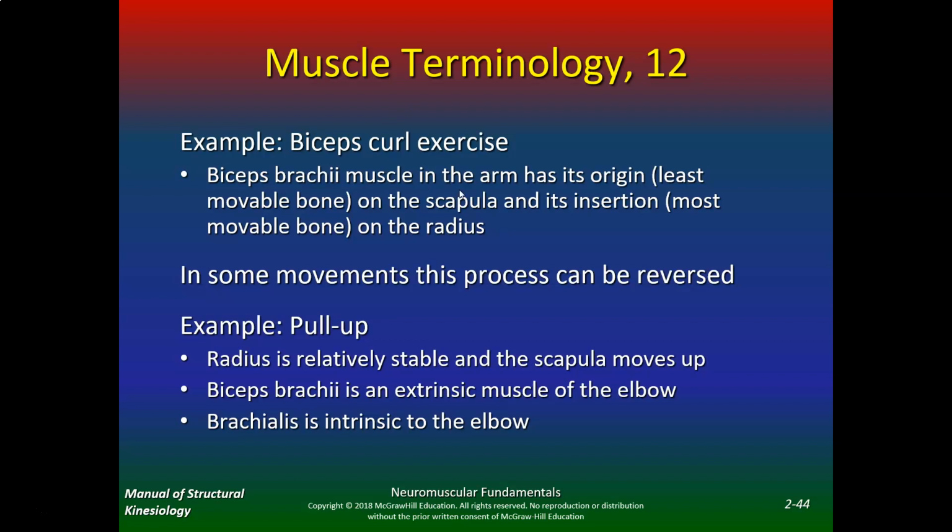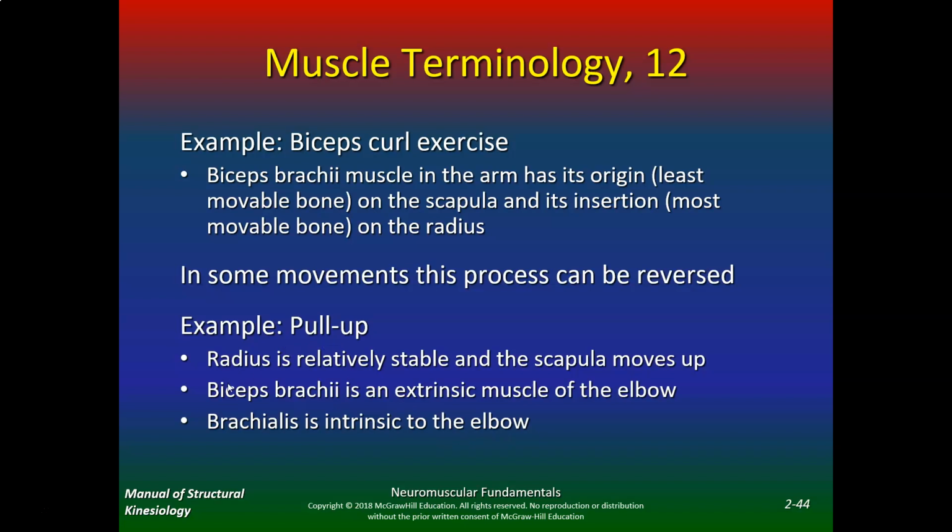So the biceps brachii muscle in the arm has its origin, the least movable, on the scapula, and its insertion, the most movable, on the radius. In some of these movements, it can be reversed, and of course, we can talk about those a little bit later. But take the pull-up. The radius is relatively stable, and the scapula moves up. The biceps brachii is the extrinsic muscle of the elbow, and the brachialis is the intrinsic muscle to the elbow. So that's the pull-up.